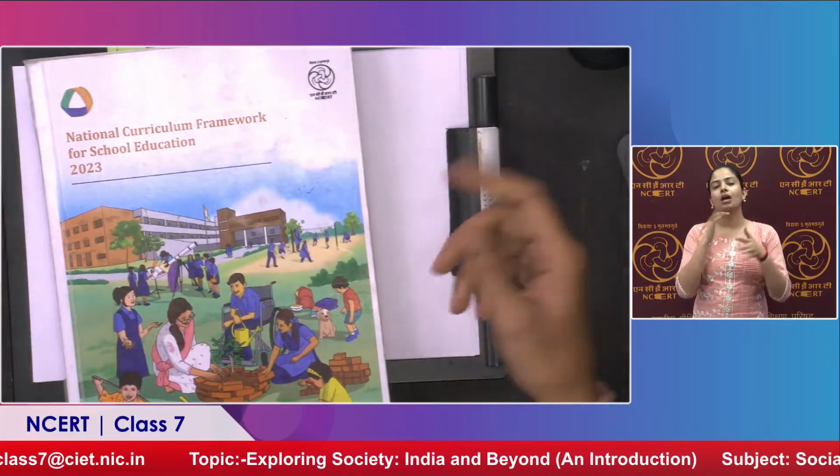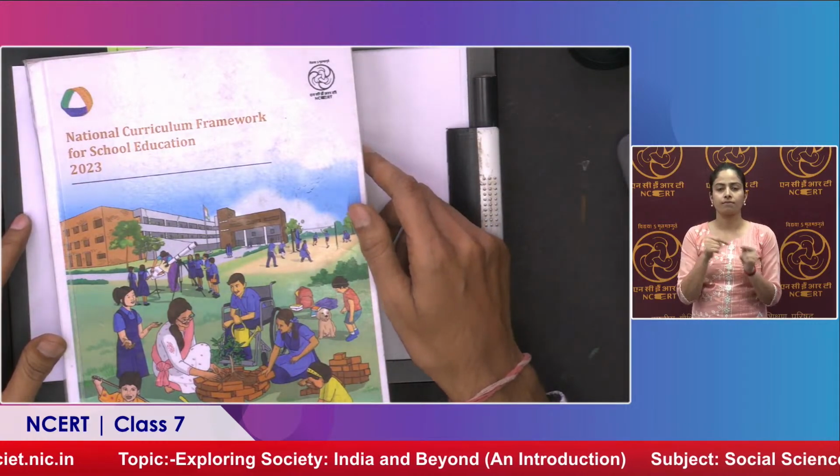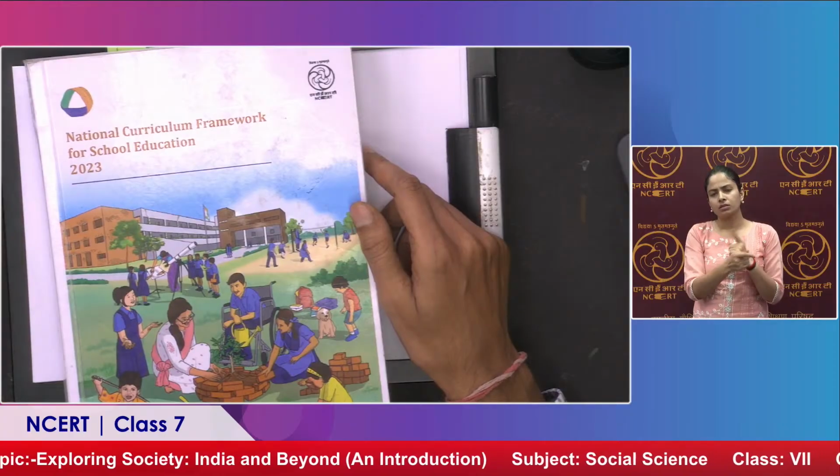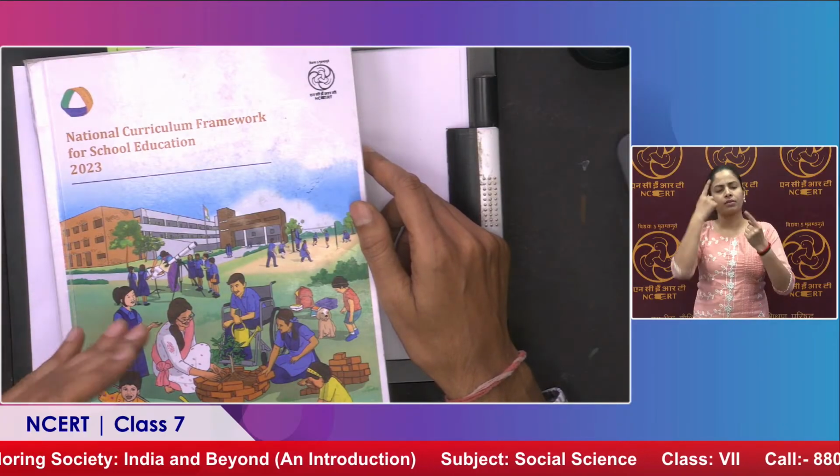So this is the policy document. And the things that have been formulated in the education policy, how to achieve them? For achieving that, we have the action document, known as the National Curriculum Framework for School Education 2023.